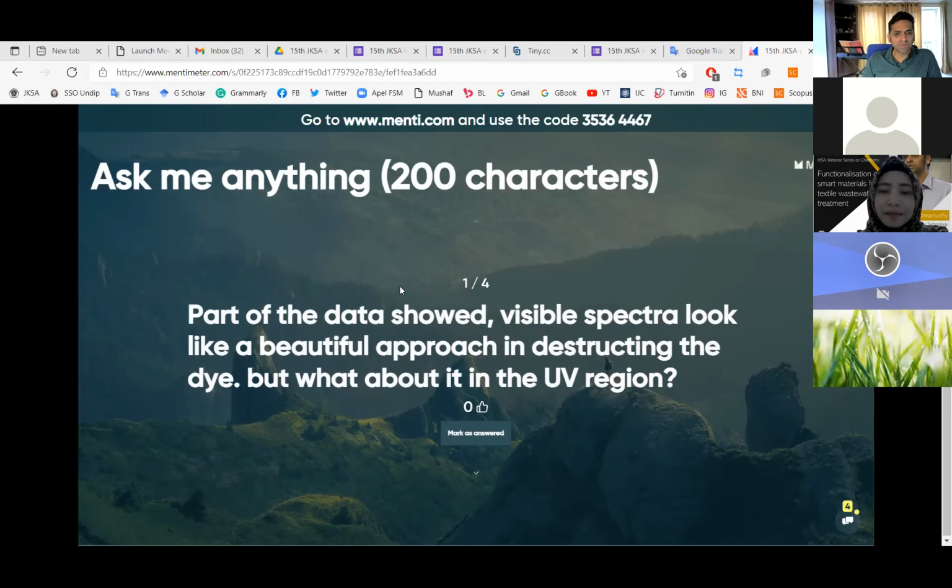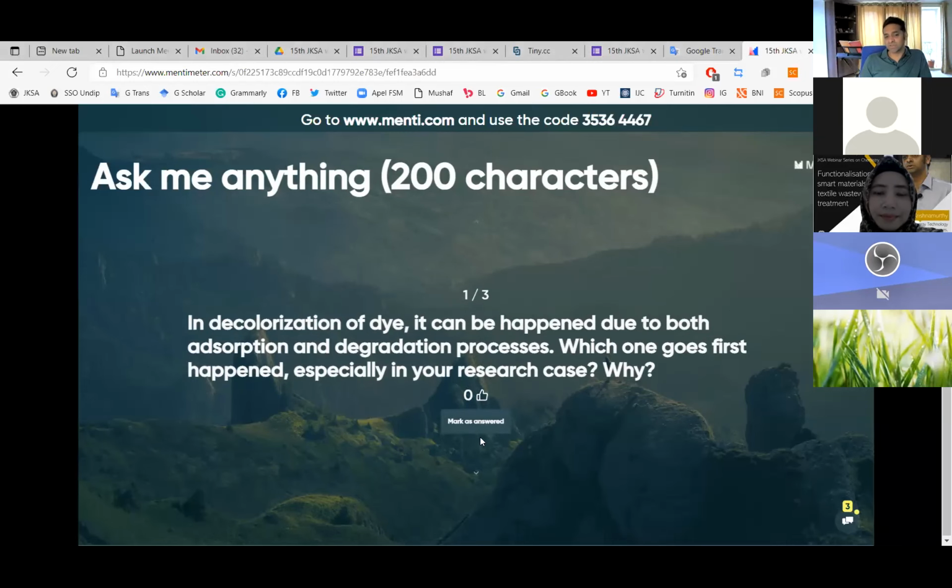Part of the data shown on the visible spectra looks like a beautiful approach in destructing dye. What about in the UV region? We are focused on visible light. As I clearly said, we only have 4% of UV radiation coming from the sun. If I go to the industry and say that I'm putting UV light, and if the UV light fails, we are all dead. So we wanted to use tunable LEDs in the visible region. So that's the reason why we are using visible light. And it should be non-expensive.